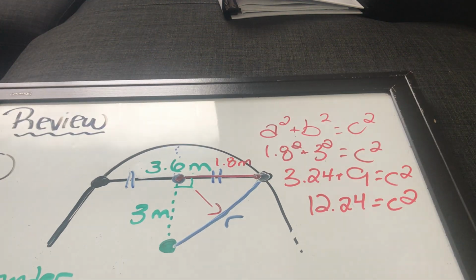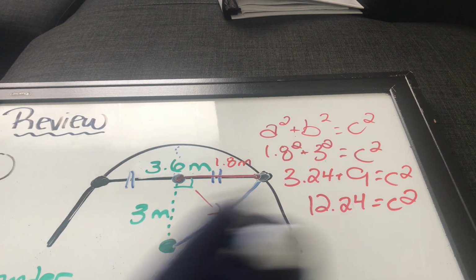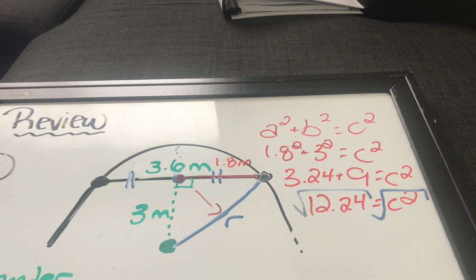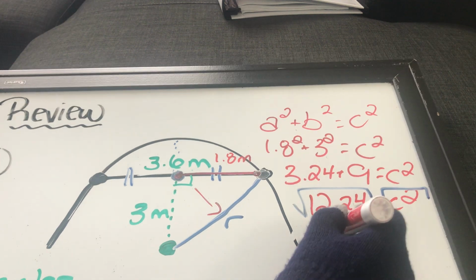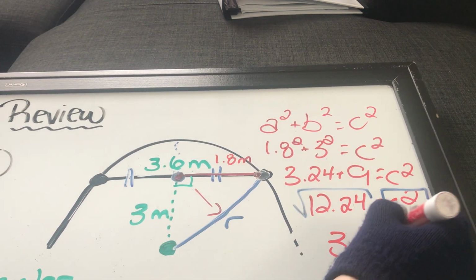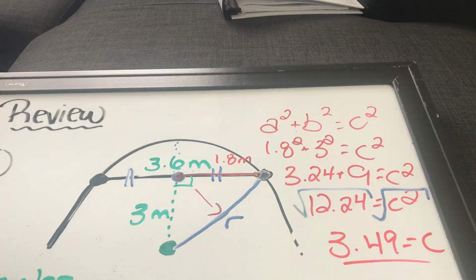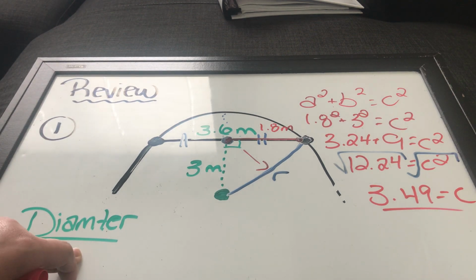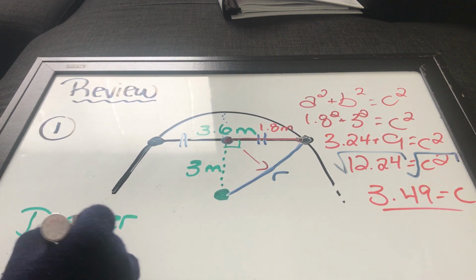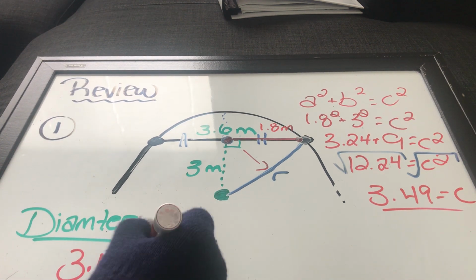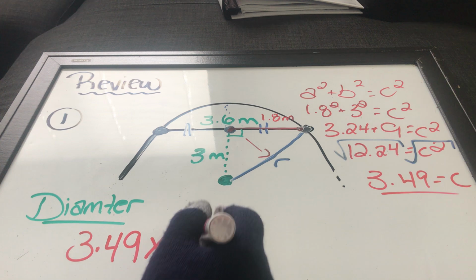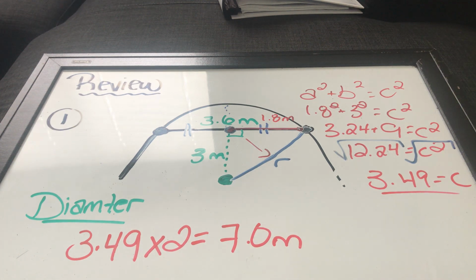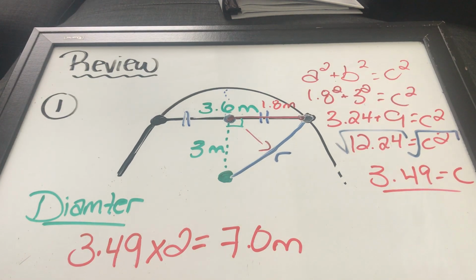And then remember, C is not by itself yet. The opposite of squaring something would be the square root. So I've got to square root both sides. And then I'm left with 3.49, if I round it, equals C. So that's my radius. Now, that's not my final answer. The question asked you to find diameter. So if that's my radius, then diameter is going to be twice of that, right? Which would round to 7 meters. So that's how you would do this question.